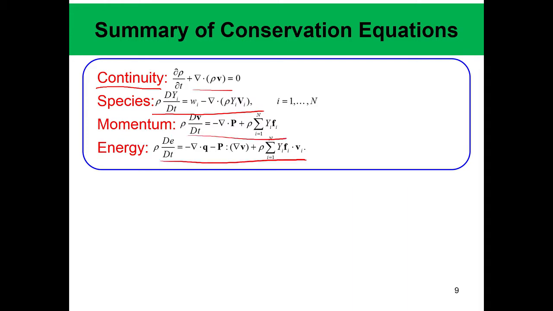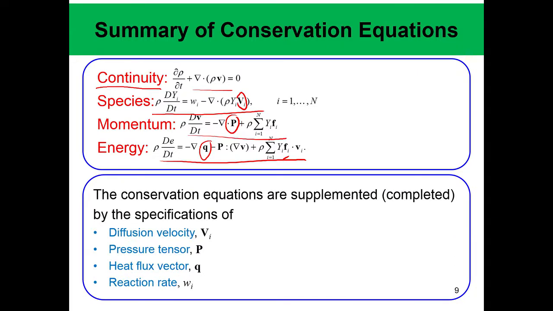But as you see, these equations are quite complex, even though they do not look so complex. Many of these quantities, like the diffusion velocity, the pressure tensor, the heat flux, the body force, etc., are unknown, and we need to provide auxiliary equations and constitutive relations to close and solve the equations. So we need to supply equations for diffusion velocity, pressure tensor, heat flux vector and reaction rate, to close these equations.